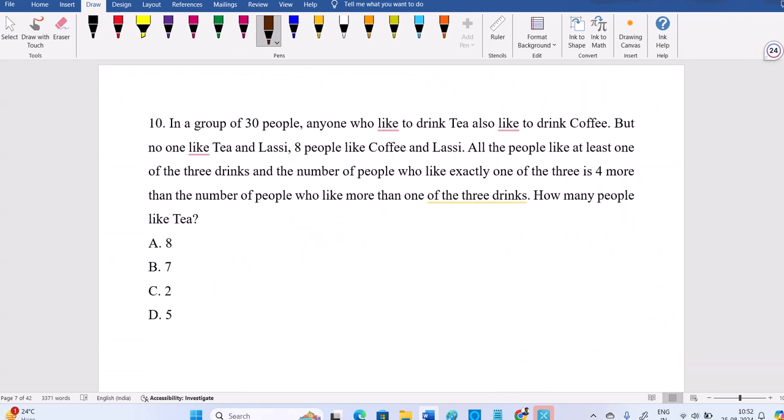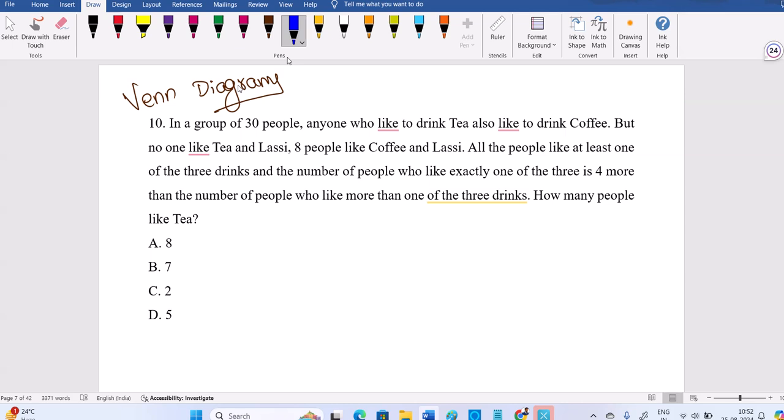Now a serious question, Venn diagrams related. In a group of 30 people, anyone who likes to drink tea also likes to drink coffee. But no one likes tea and lassi. 8 people like coffee and lassi. All the people like at least one of the three drinks. And the number of people who like exactly one of the three is 4 more than the number of people who like more than one of the three drinks. How many people like tea?